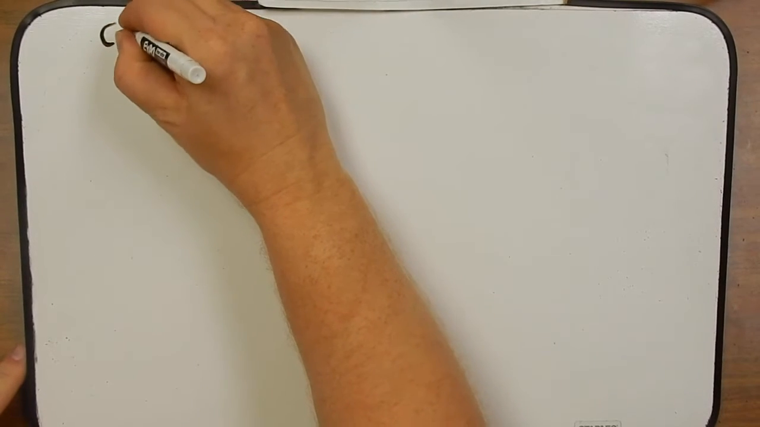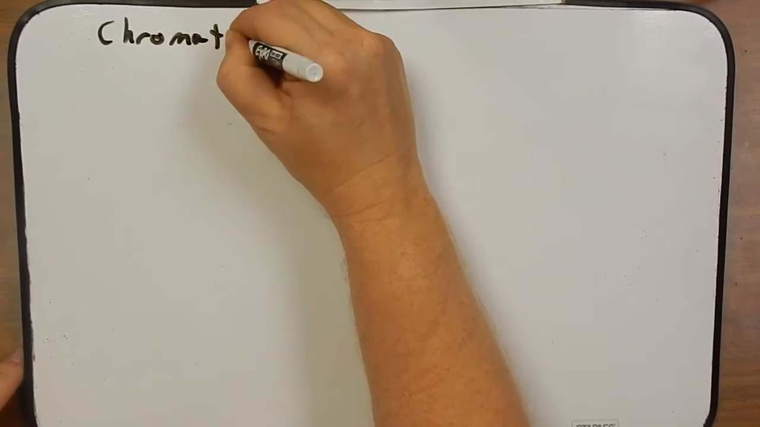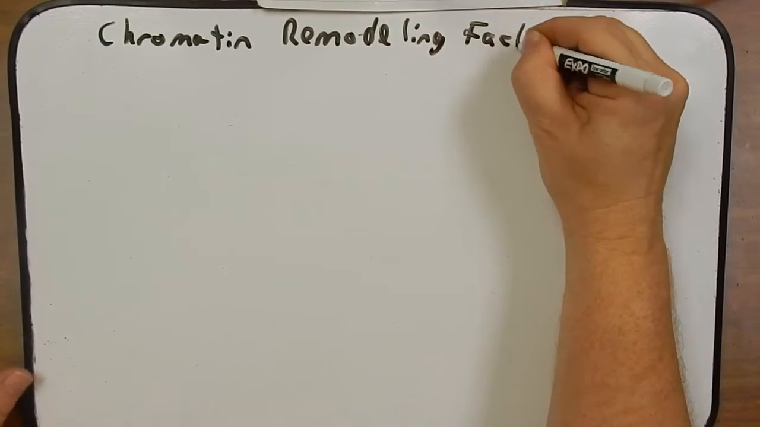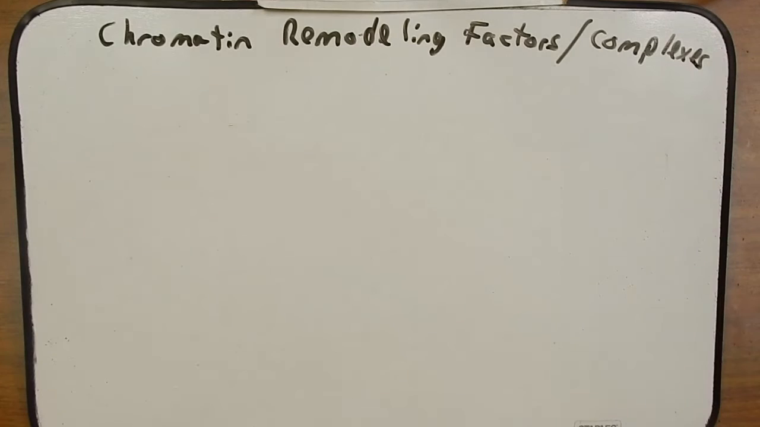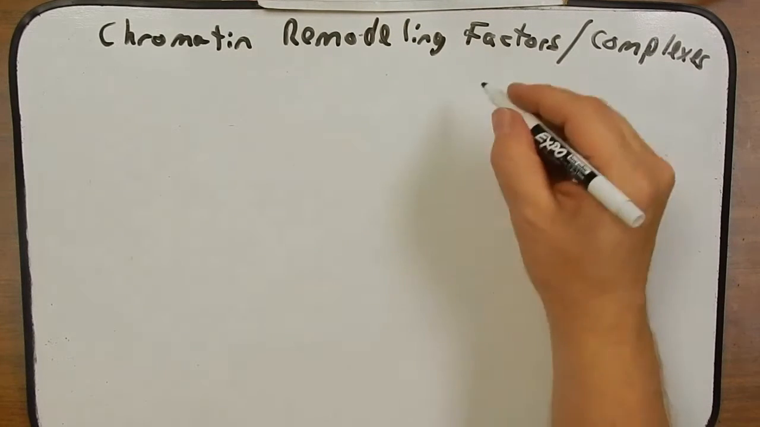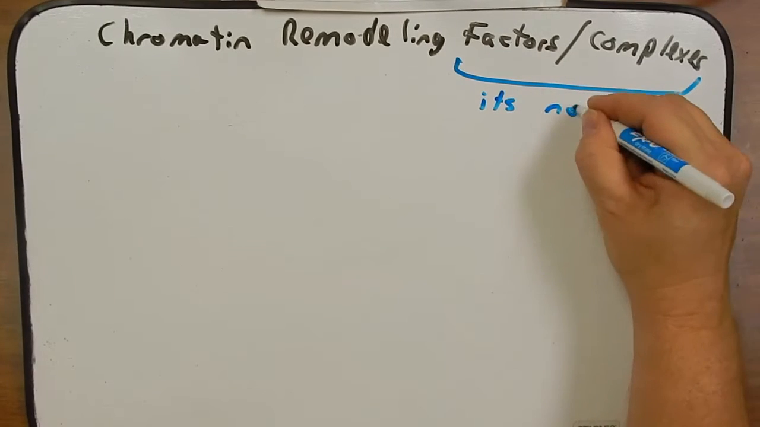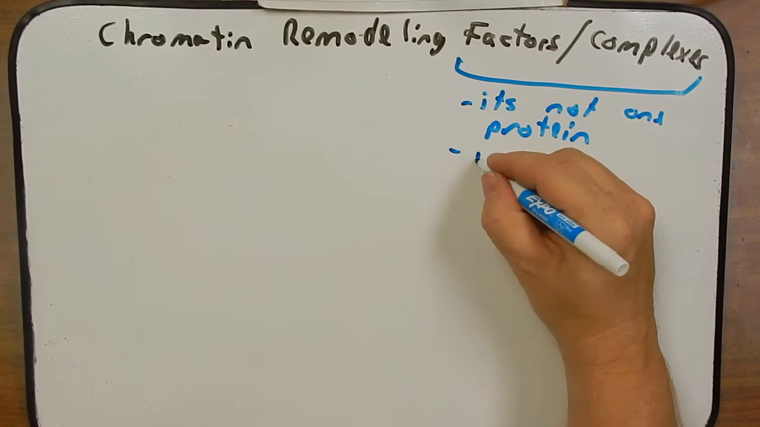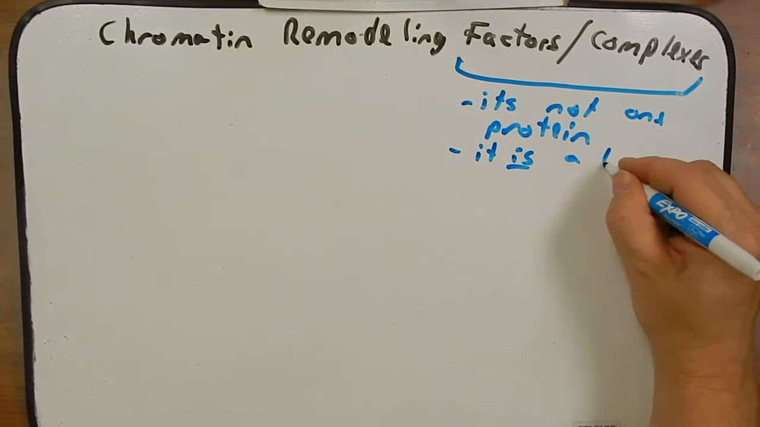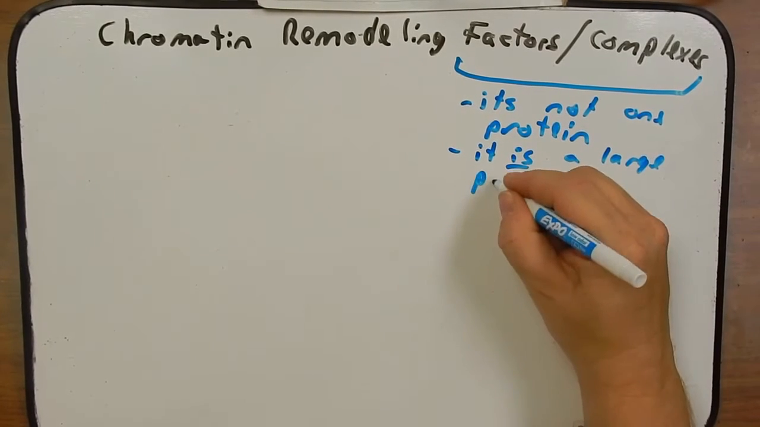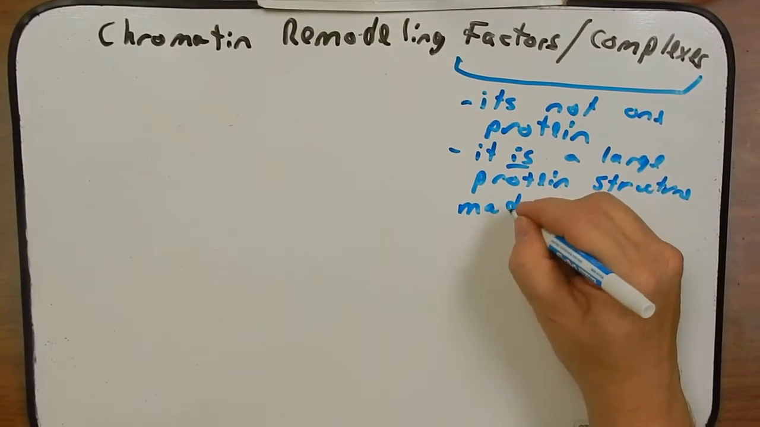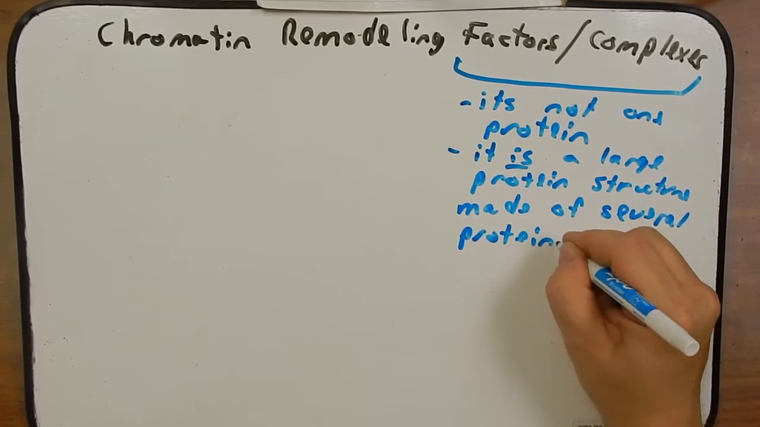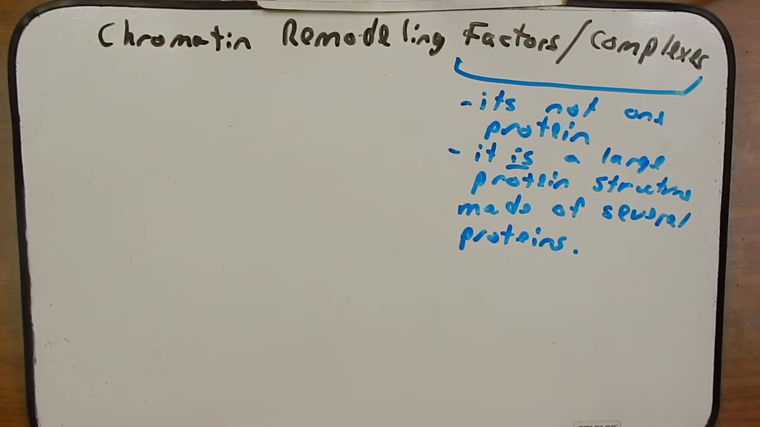Okay, I want to begin by talking about chromatin remodeling factors. Or we could say complexes. When we talk about factors or complexes, it's important to remember that it's not one protein. It's a large structure, a protein structure made of several proteins. For instance, when we talk about transcription factors, we're not talking about a single protein.